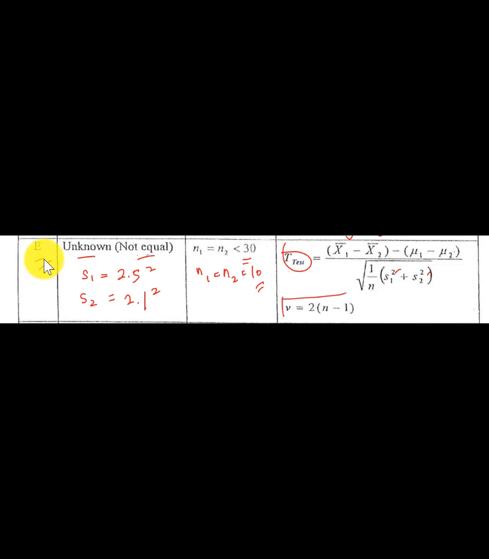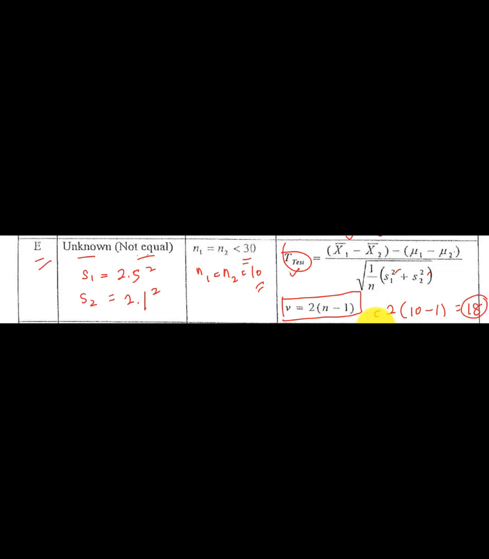This one is a very important part. Our v is equal to 2n minus 1, this is the degree of freedom. We are going to use the t table distribution. Our degree of freedom is 2 times n minus 1. So your n is 10 minus 1, that means your v is equal to 18. 10 minus 1 is equal to 9, 9 times 2 is equal to 18.